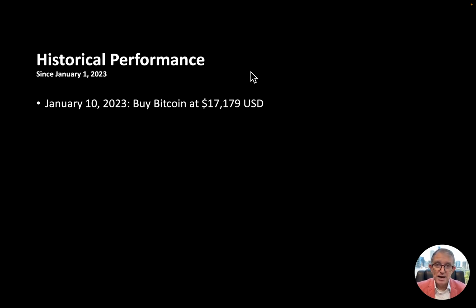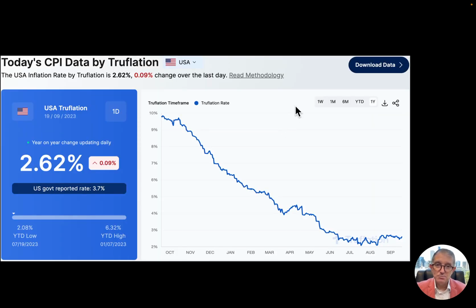So the additional data that I look at are US focused specifically, reviewing the current trends in consumer price inflation and government debt linked to bond yields. So just looking at the inflation one here, I like to use specifically the trueflation data, because I find it is a little bit leading over the government reported rate. So the government rate here is 3.7%. That's the official rate. But what we can see from this trueflation data is 2.62%. And more importantly is the chart.